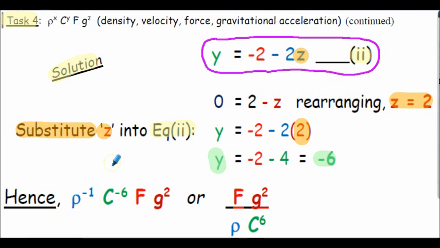So we can write our non-dimensional solution in this form of rho to the power of negative 1, because x is negative 1, c to the power of negative 6, because y is equal to negative 6, f for our force, and g to the power of 2, because z is equal to 2. An alternative way of stating this expression is f g squared divided by rho c to the power 6. And that concludes the solution to task 4.